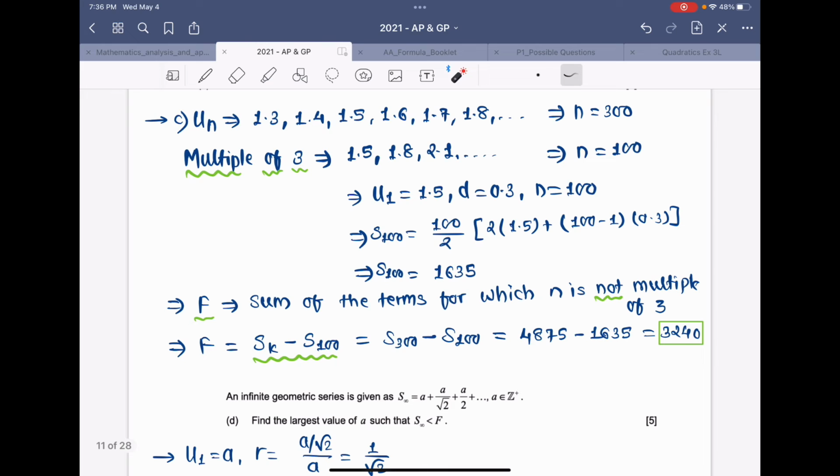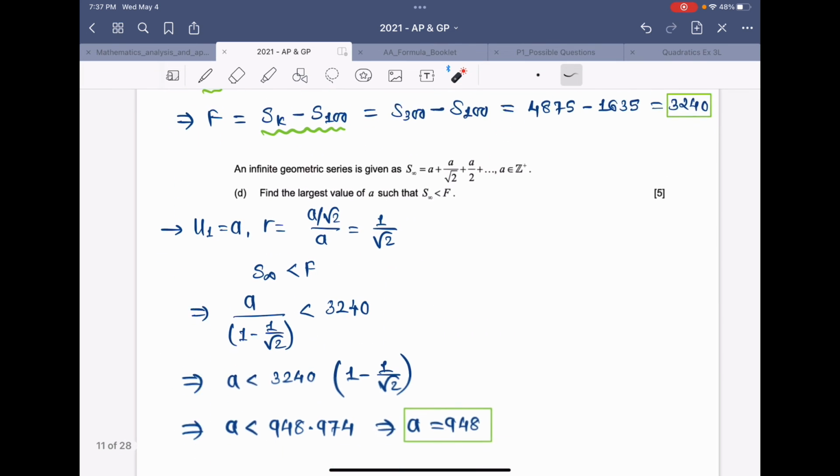So f, the sum of the terms for which n is not a multiple of 3, is basically SK, that means the sum of all terms minus S100, which are the multiples of 3. So S300 minus S100. We already found S300 from the previous part as 4875, and S100, the multiples of 3, is 1635. So we will get the answer 3240, which are the terms not multiples of 3.